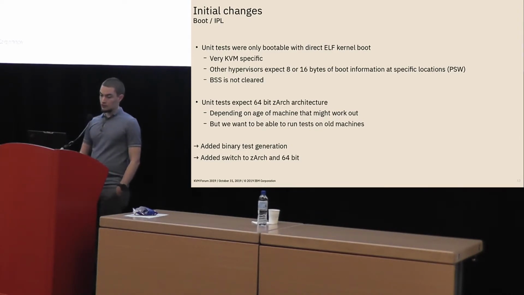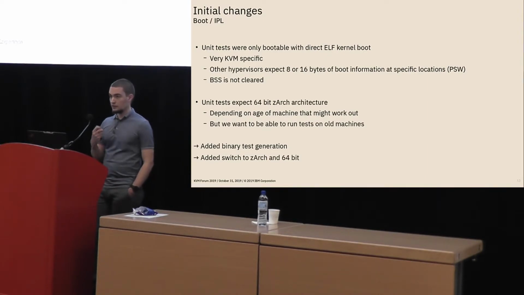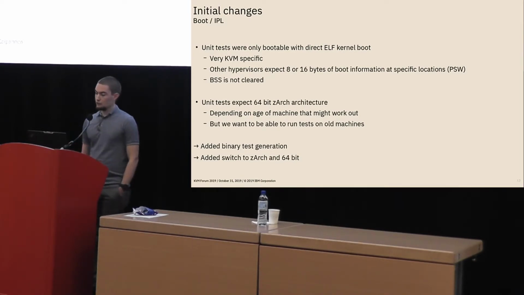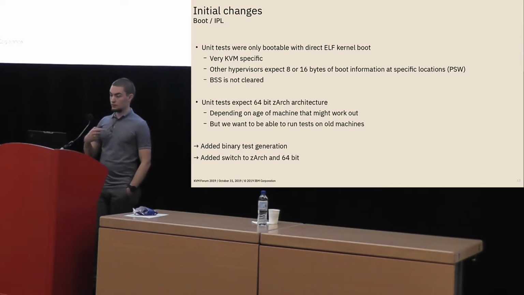We made the assumption that we'll always run under 64-bit extended architecture, which is not always the case depending on the machine you're running on. But we also want to be able to run the KVM unit tests on old machines, because sometimes for instructions that give information about the machine, they provide less data or they provide strange data, which might be interesting to test.